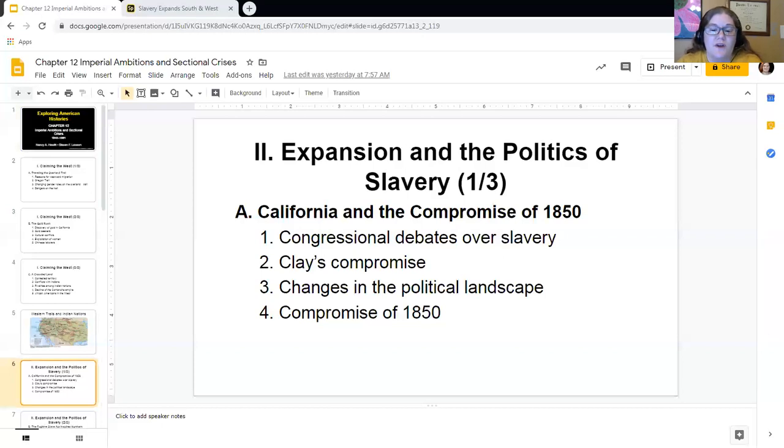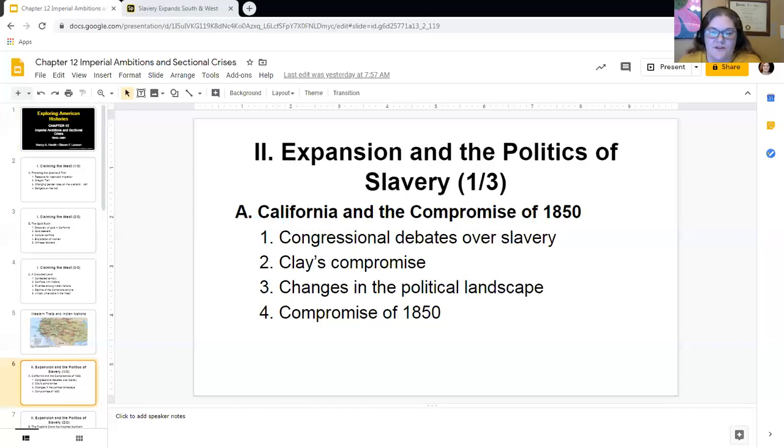The compromise really offered something that would benefit everyone. It would benefit Southerners, it would benefit Northerners, and it would benefit the folks in California who wanted the state to become part of the Union. But it's not immediately popular. Senators on both sides of the slavery issue opposed the compromise, and Congress actually adjourned that year without ever deciding the fate of California. But there are some developments that take place in 1850 that really shift the political landscape.